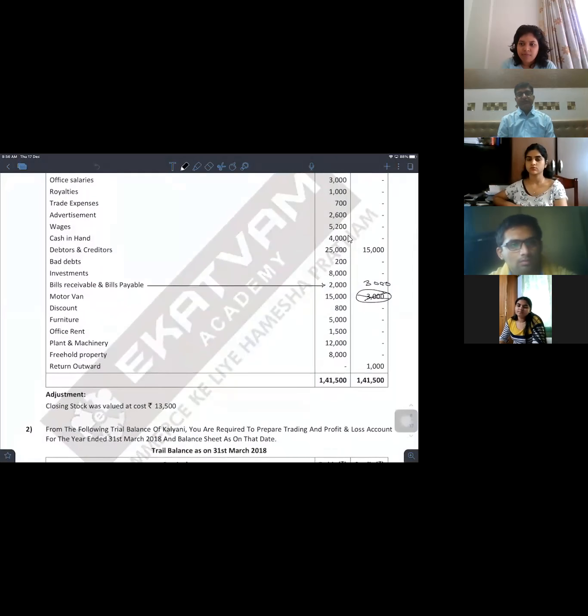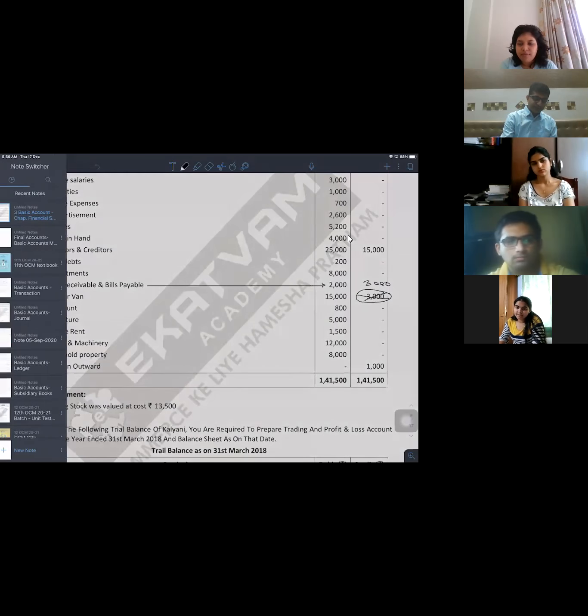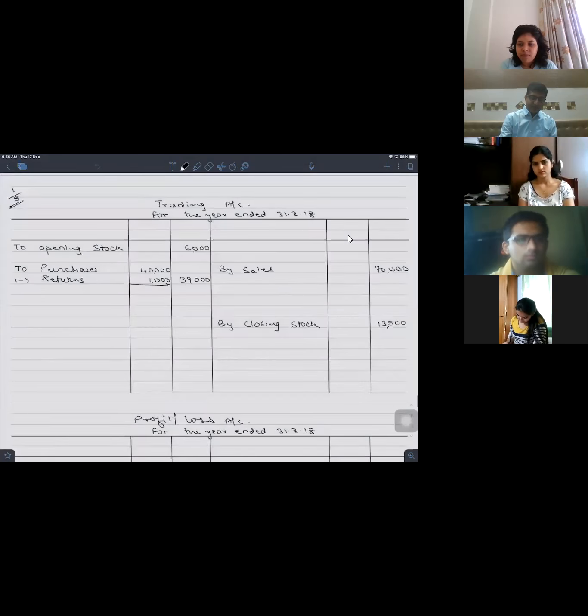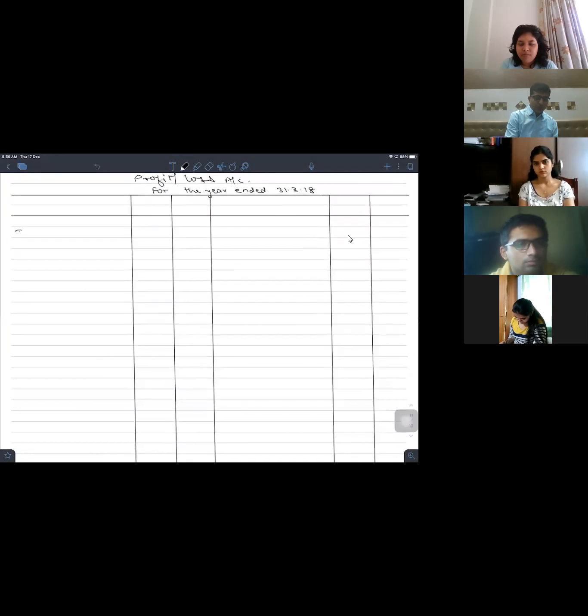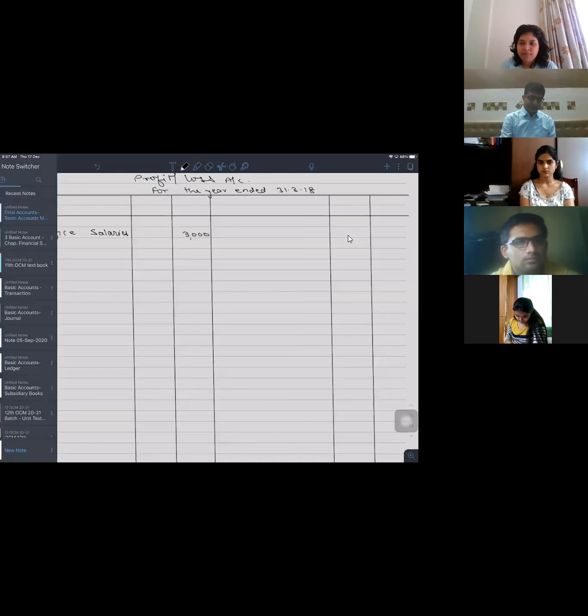Office salaries. Now salaries are related to operating of the activity and therefore salaries will come in our profit and loss account debit side. So P&L account debit side, to office salaries directly to the outer amount column, rupees 3,000. Am I right?